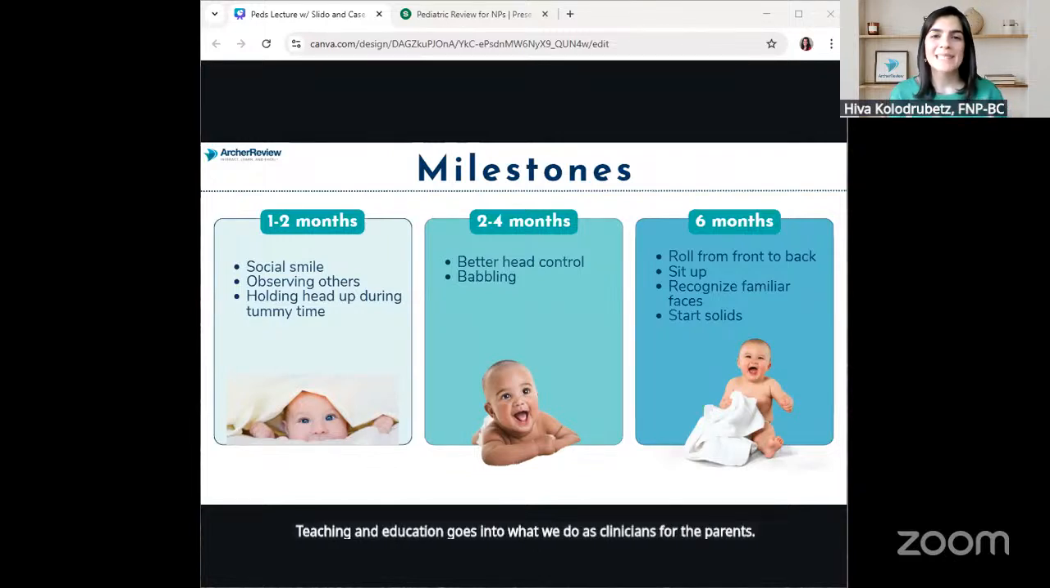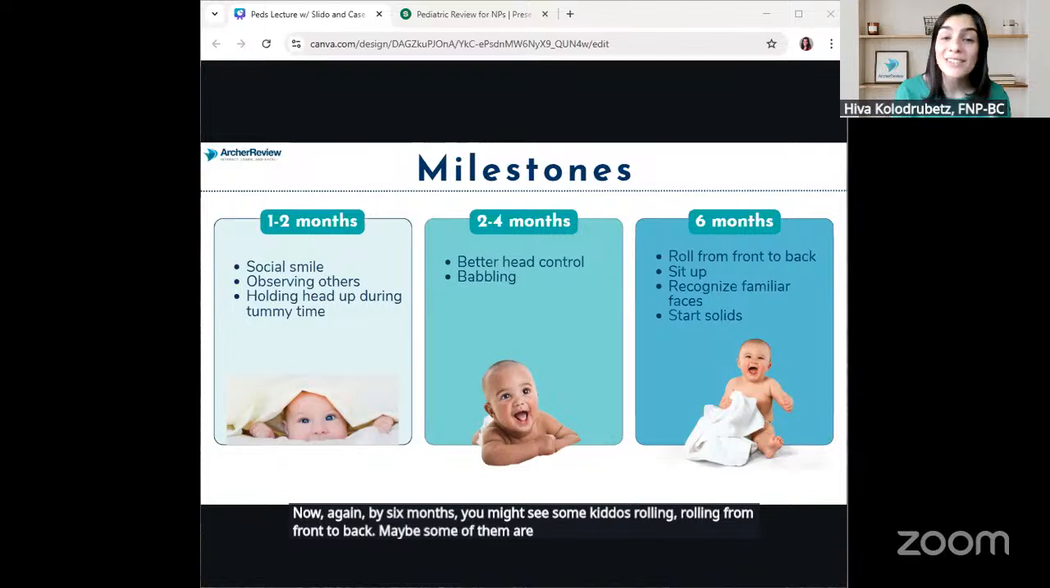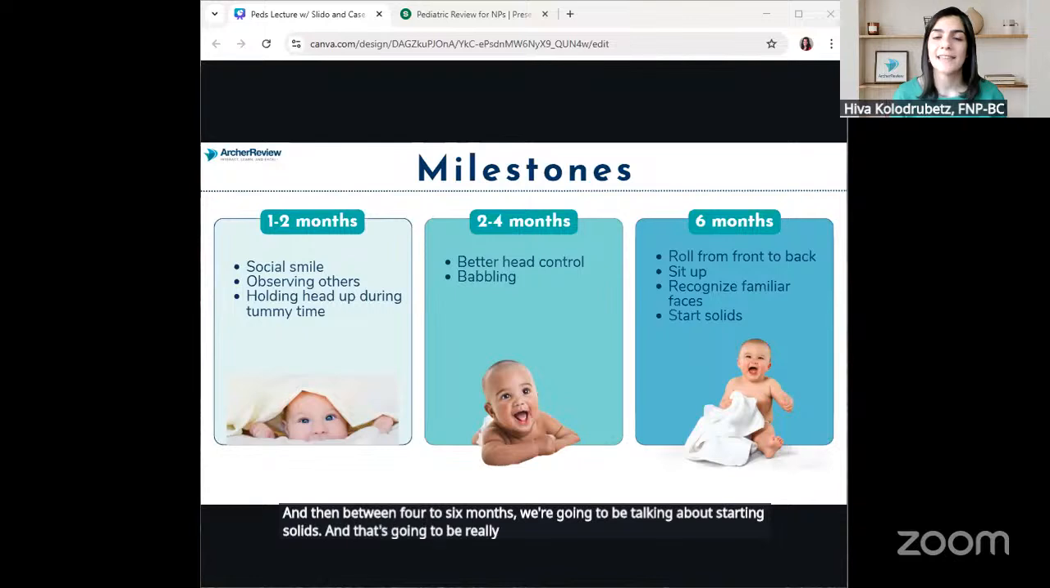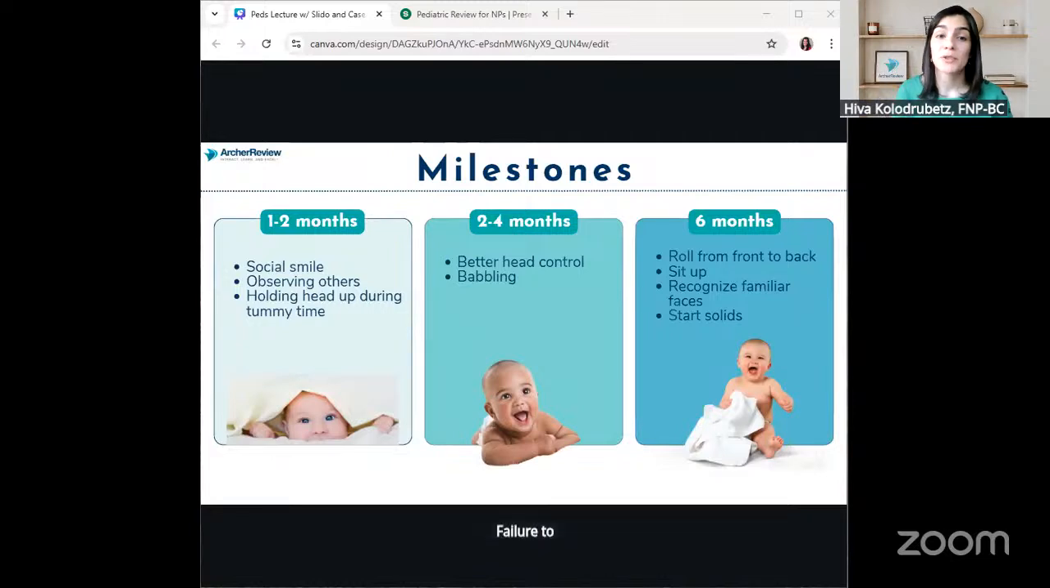Now, again, by 6 months, you might see some kiddos rolling from front to back. Maybe some of them are starting to sit up and really start to recognize those familiar faces. And then between 4 to 6 months, we're going to be talking about starting solids, and that's going to be really on a case-by-case scenario. I'll tell you a story once we get a little bit further into this lecture about growth and development and identifying failure to thrive and my personal story with starting solids with my kiddos, which were both very different.